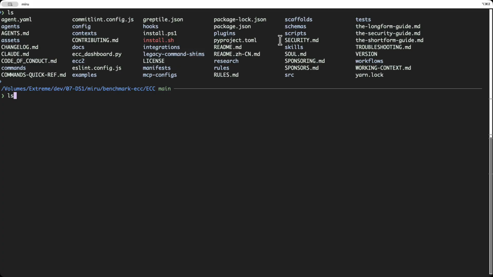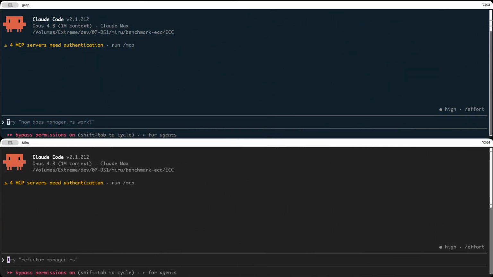4 questions, in the order I'd really ask them. Top terminal gets grep, bash, and read. Bottom terminal gets read and miru. Same model in both, same commit, same prompt typed into both.